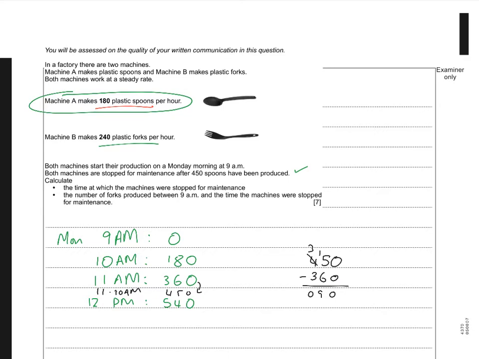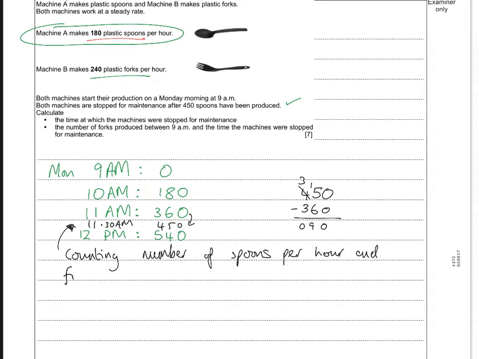So what I've done here, and all I'm going to do is explain what I've done: counting the number of spoons per hour, and finding how long until 450 spoons were made.